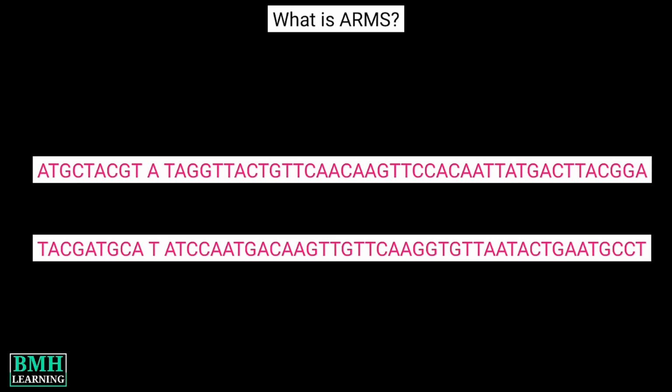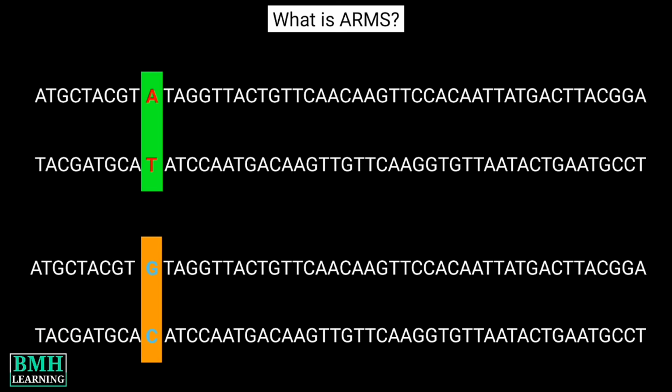So what is ARMS or allele specific PCR? As we know, alleles are alternative forms of a gene. When a mutation occurs, it gives rise to two different alleles for a gene. One type is wild or normal and another one is mutant. The allele specific PCR has the ability to detect this specific allele. So in the example, the wild type has A and T bases, and if we look at the mutant form, it has got G and C.